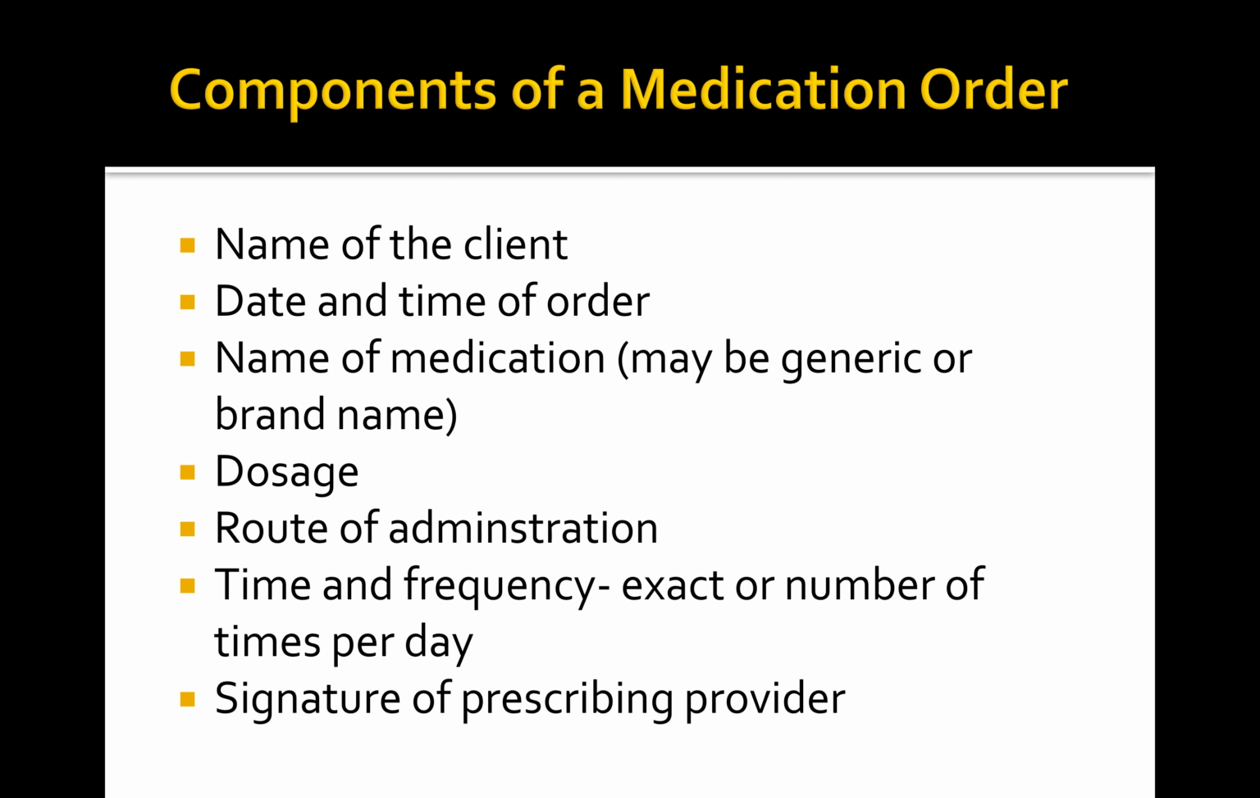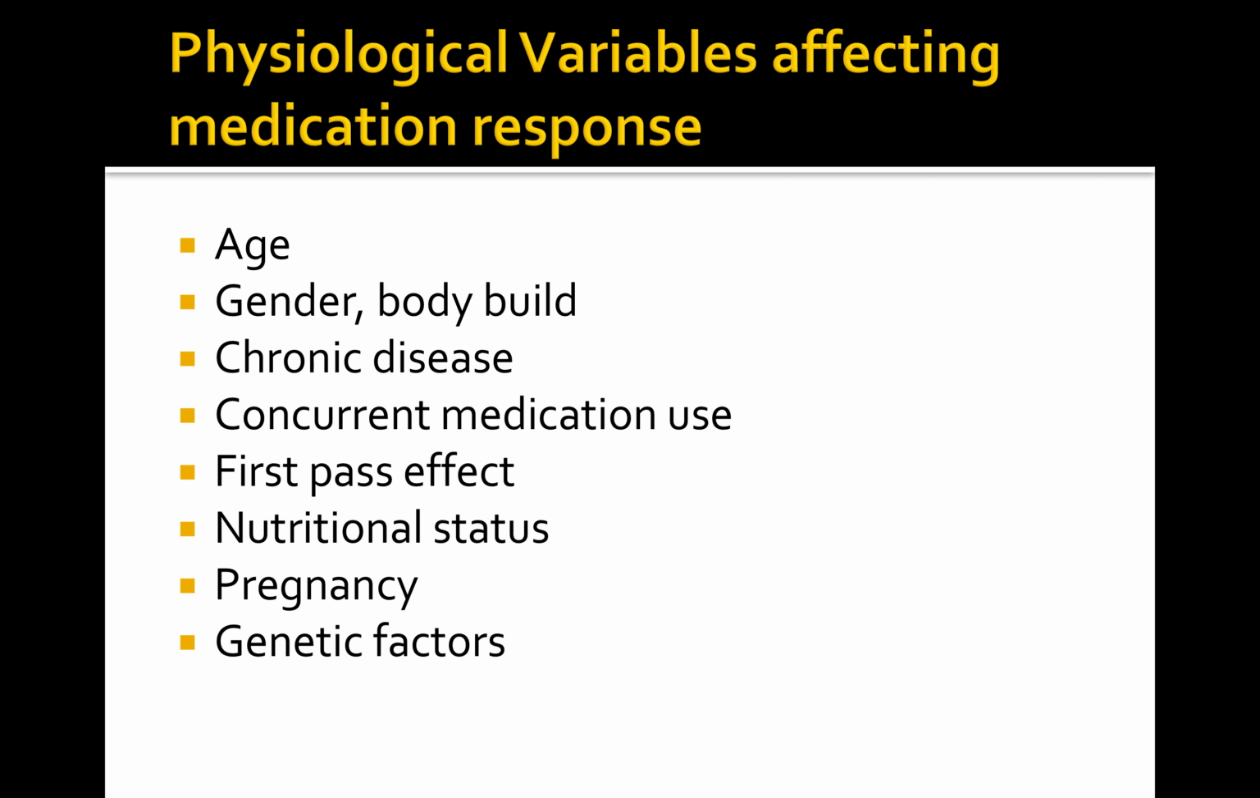Components of a medication order. What do we need to see? We obviously need the name of the client or patient, the date and the time of the order, the name of the medication. It can be generic or a brand name or the trade name that we talked about, the dose, the route. It all goes along with those 6 rights. The time and frequency, exact or number of times per day, and the signature of the person writing the order.